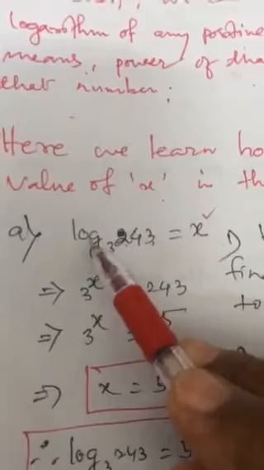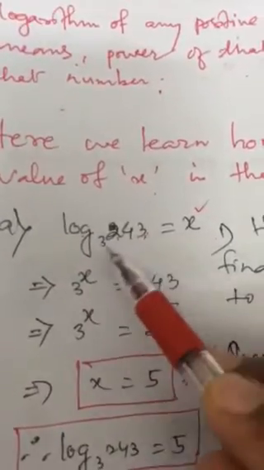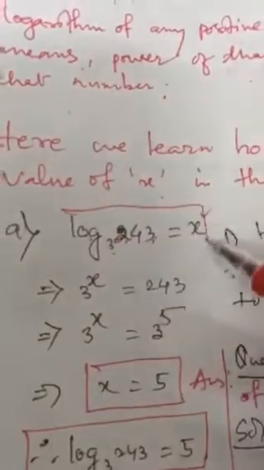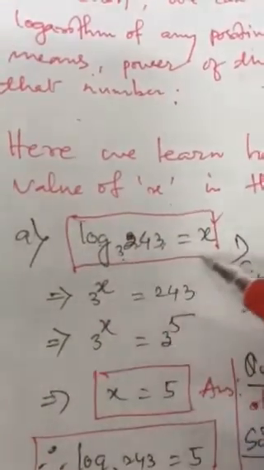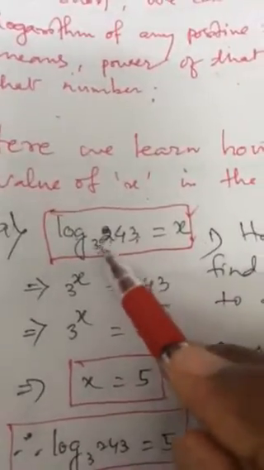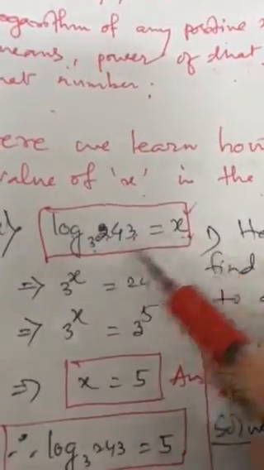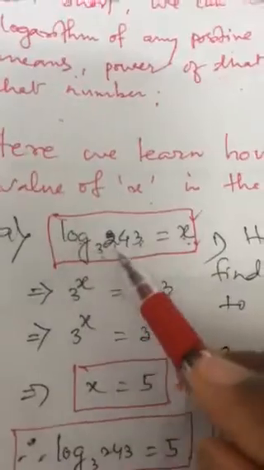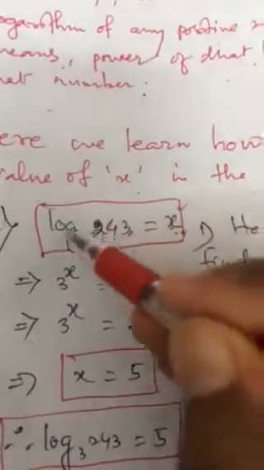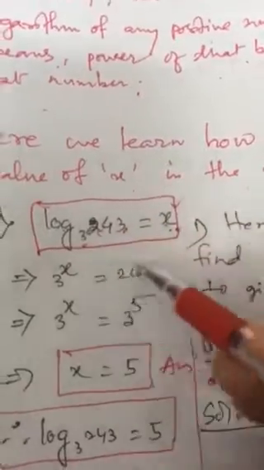If log of 243 to the base 3 is x, you always remember, this is called logarithmic notation or logarithmic form. So here this log is equal to x. Log of 243 to the base 3 is x, it is given. Now here we have to find the value of x. How to find the value of x?